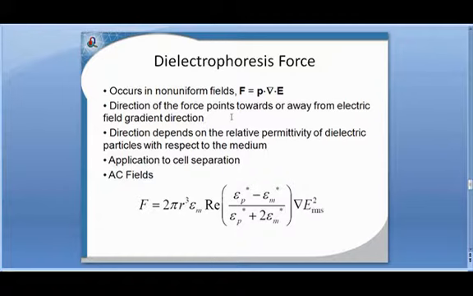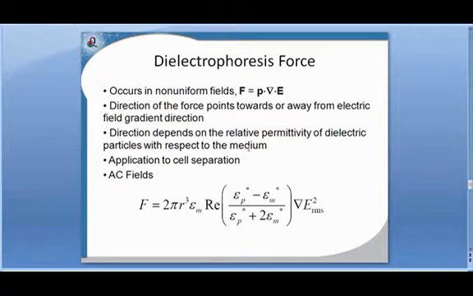The direction of the force points away from the electric field gradient or towards, depending on the relative permittivity of the dielectric particles with respect to the medium. And this can be because the different cells have different dielectric constants and different sizes. They will experience a different dielectrophoresis force. And this can be used to separate different types of cells.